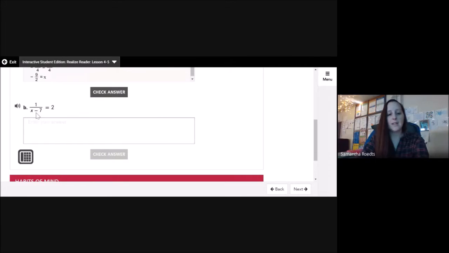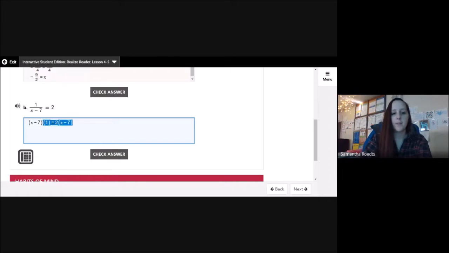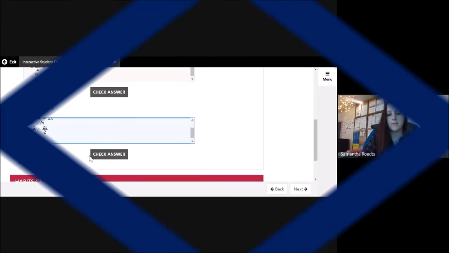For letter B, I have 1 over x minus 7 equals 2. So again, I'm going to multiply both sides by x minus 7. When I multiply both sides by x minus 7, I get 1 equals 2x minus 14. So 1 plus 14 equals 2x, so I get 15 equals 2x. I divide both sides by 2. That gives me 15/2 equals x.